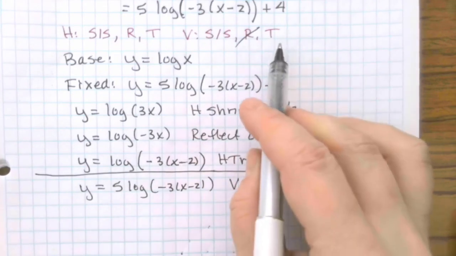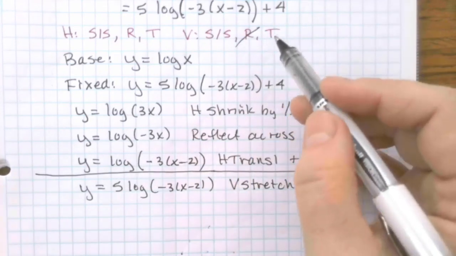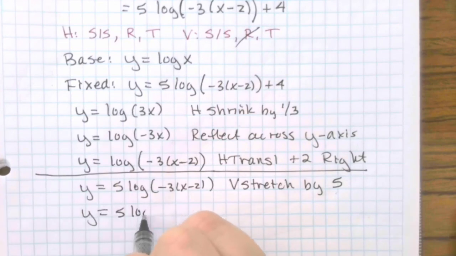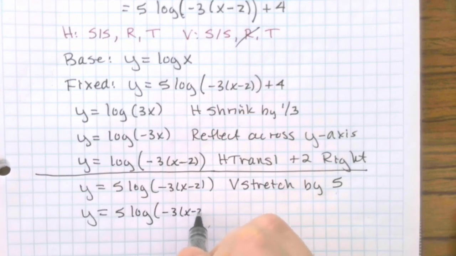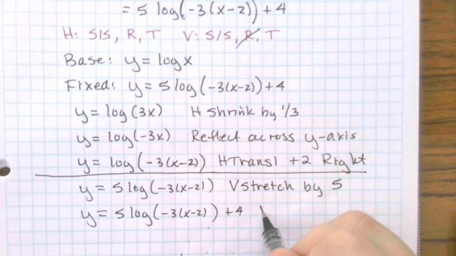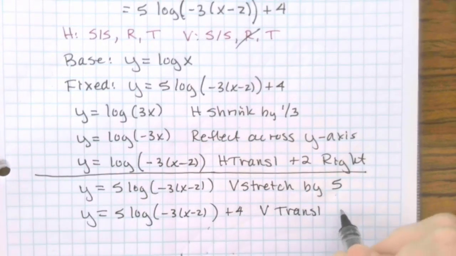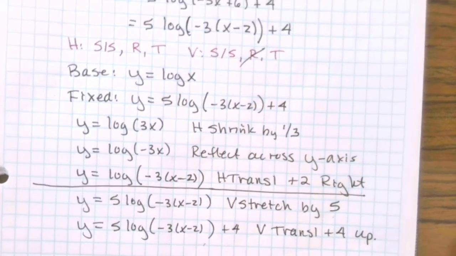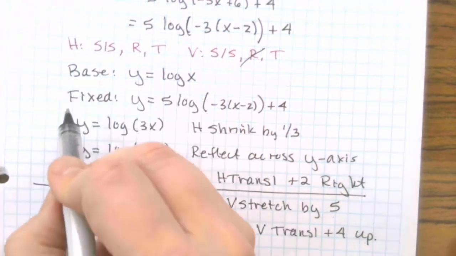We're going to go instead to vertical translation. We do have a plus 4. So 5 log of negative 3 times (x minus 2) plus 4 is a vertical translation of 4 up. And that is our list of transformations.